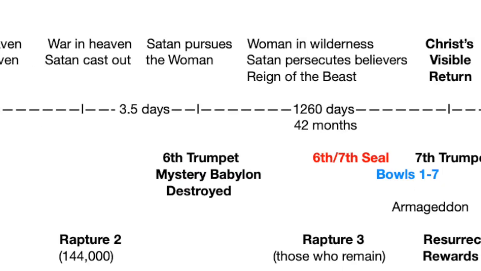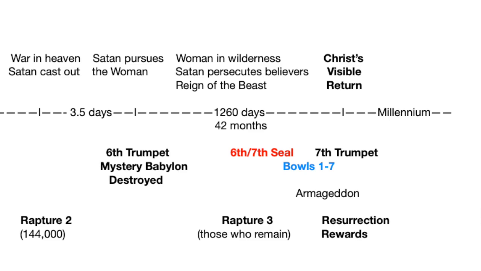And then the sixth trumpet, Mystery Babylon, her destruction, there's a whole bunch of chapters that actually have information for that one point in time. And then there's that last half, the 1,260 days, the 42 months. And when I covered Revelation chapters 14, 15, and 16, basically we covered almost everything that goes in that last part of the timeline here.